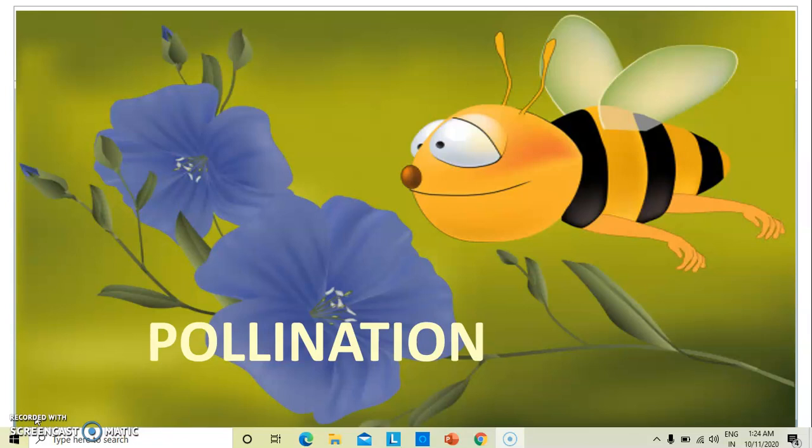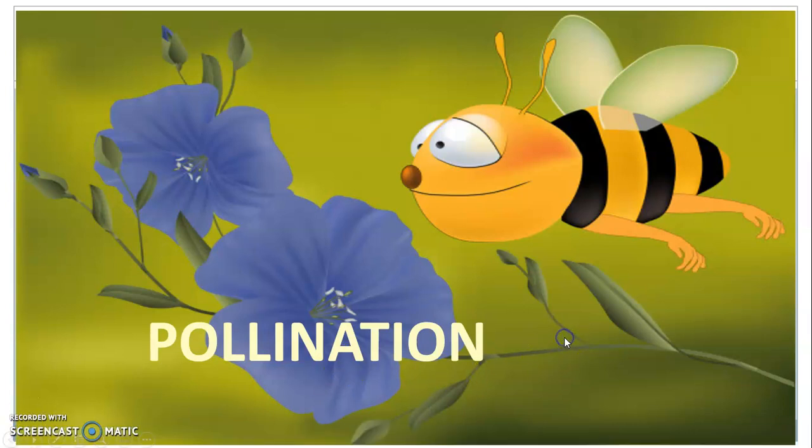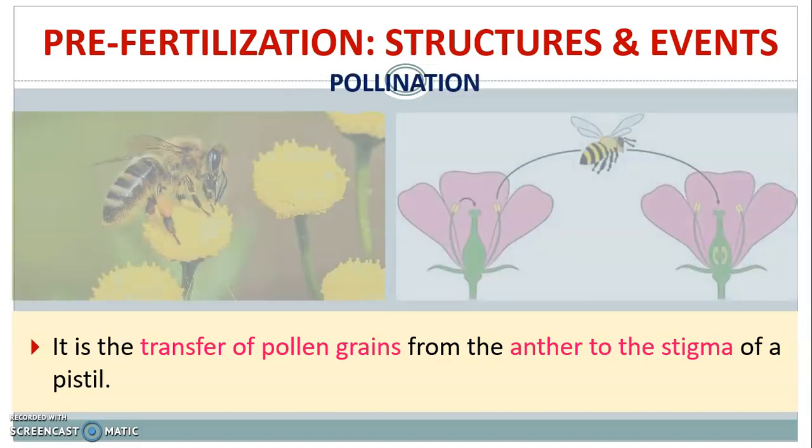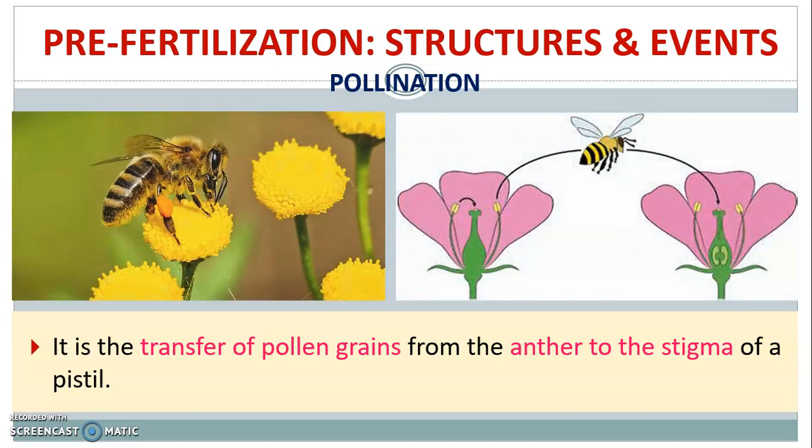Today, in continuation with the previous two lectures, I am going to discuss the topic pollination. You are very much aware of this word pollination because you have studied it in class 10th also. So I am explaining this term in a detailed manner. The word pollination means the transfer of the pollen grain from anther to the stigma.